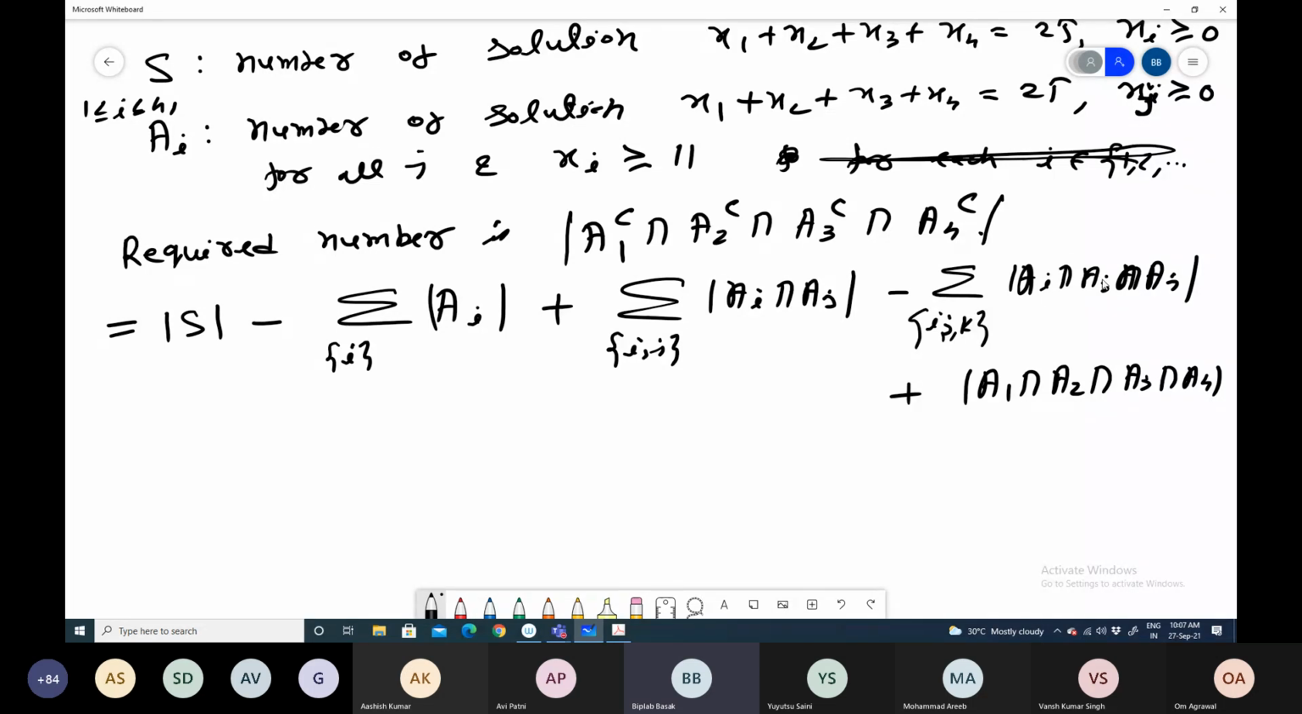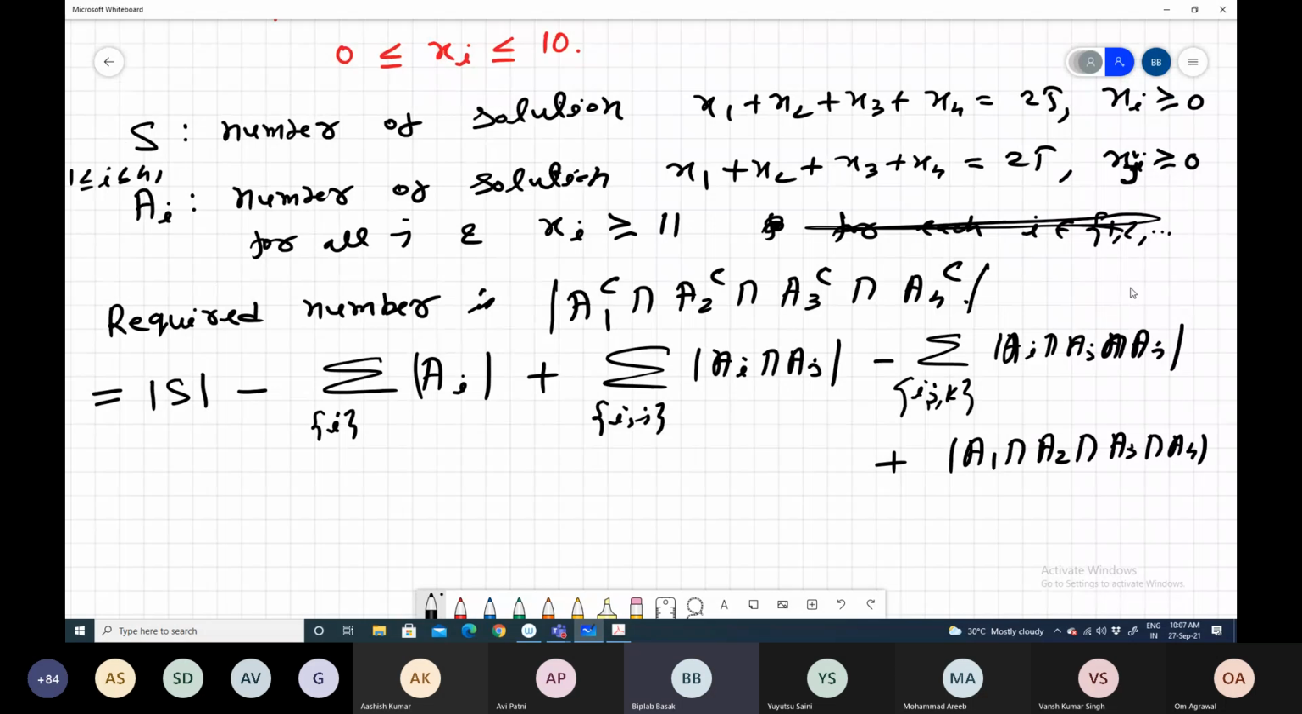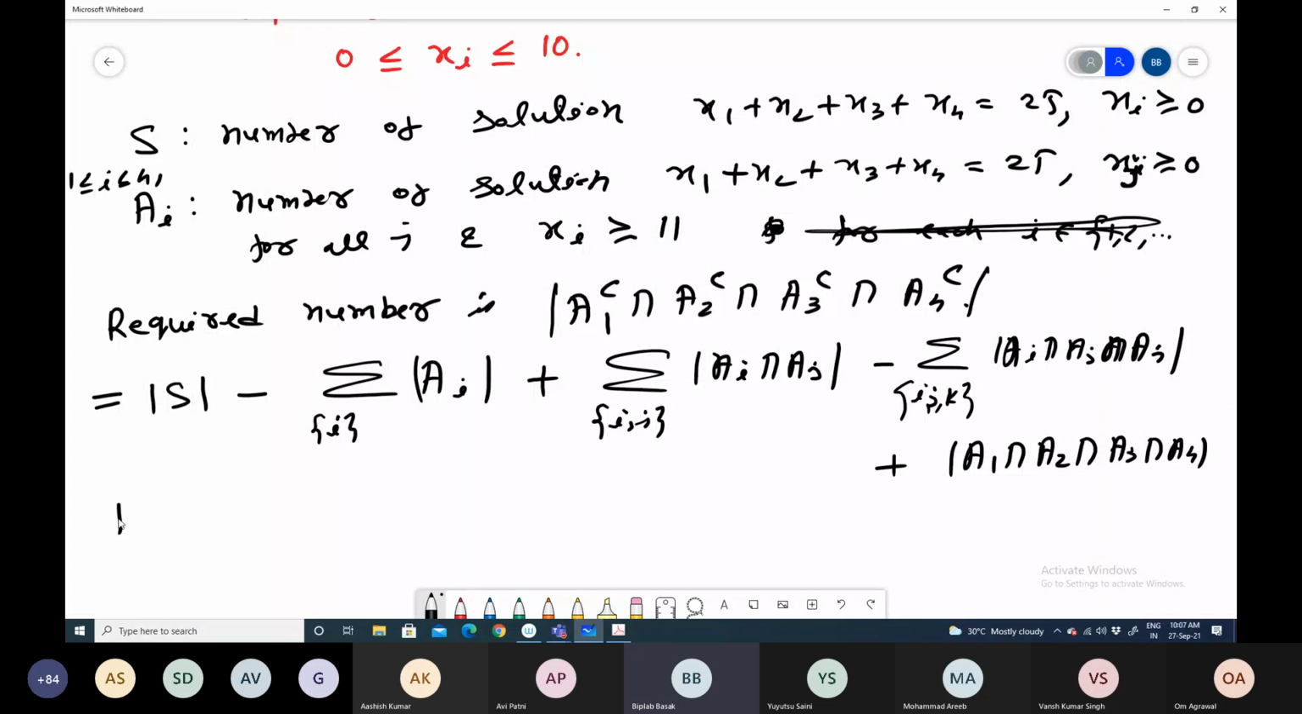Now this is my S. Now it is easy to calculate. What is the cardinality of S? We have already seen that. In this case your n is 4 and k is 25. So what is the number of solutions then? It is 4 plus 25 minus 1, choose 4 minus 1, so 28C3. Is that clear to everyone?